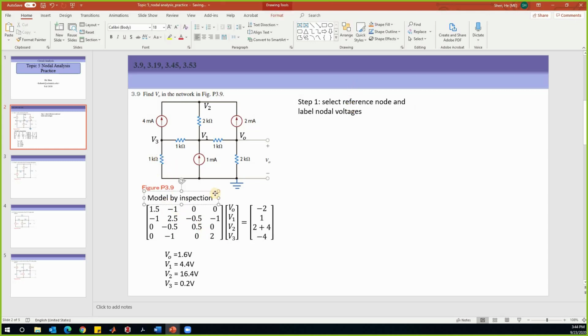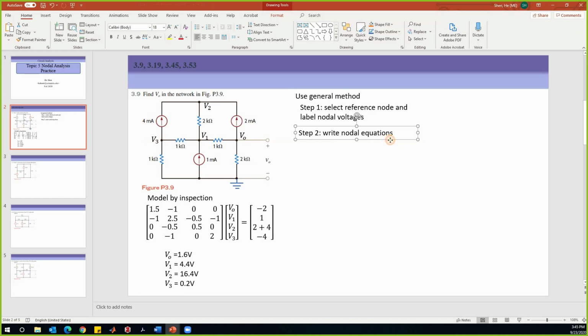If we do it in a general method, the second step is to write the nodal equations. To write the nodal equations, we need to look at this node at least, right? If we write the nodal equation about this node V0, we'll count the current leaving V0 as positive. The current leaving V0 in the first branch is V0 minus V1 divided by 1. The current leaving in this branch is V0 divided by 2. And the current leaving this node from this branch is 2. Plus 2, that is equal to 0. So this is how we get the first equation.